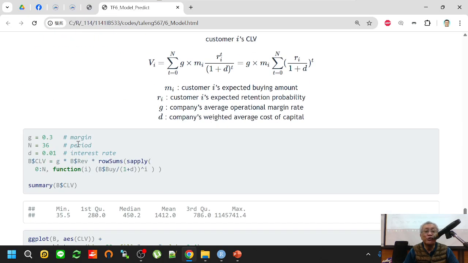But we still need to make some assumptions before we can calculate the CRV. For example, we need to know our revenue.